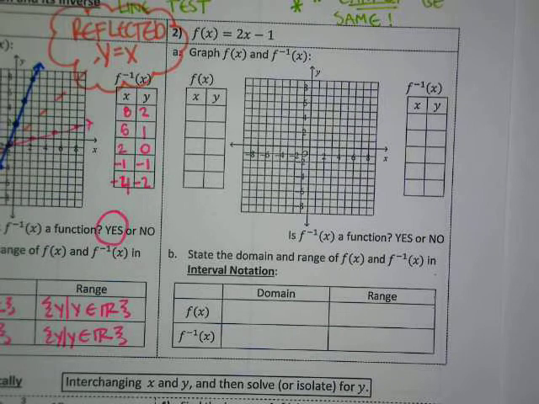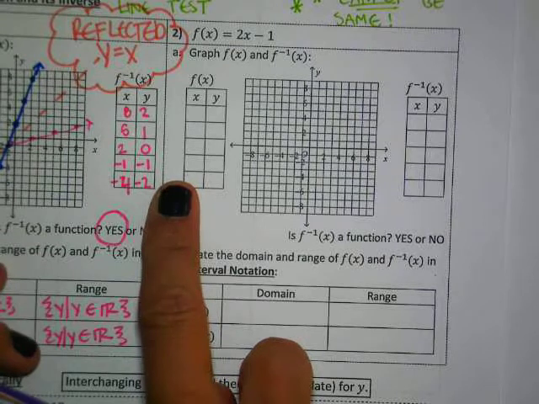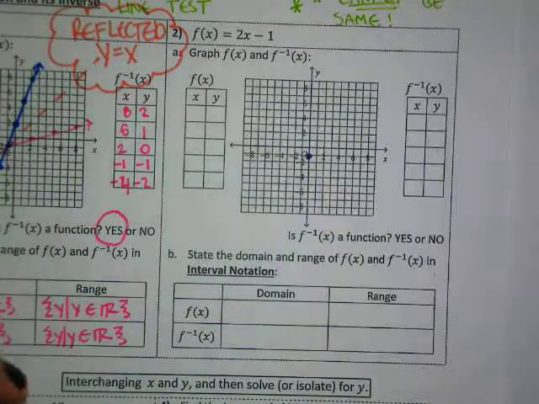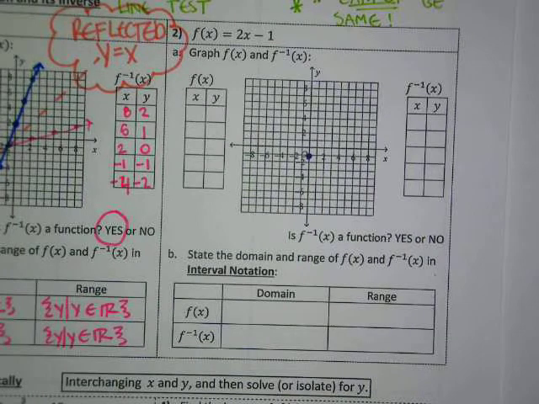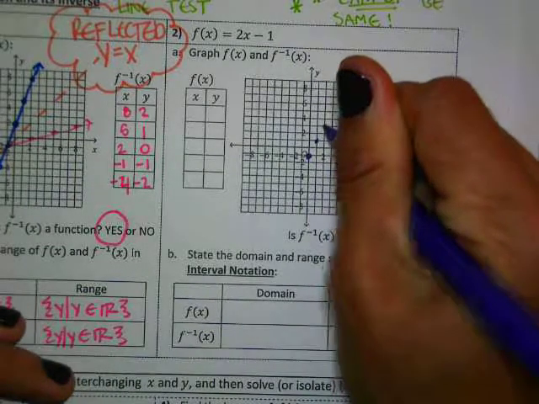24. Jasmine, what is my y-intercept? -1. Very good. So I'm going to start here, my point at -1. 25. Haley, what is my slope? 2 over 1. So I'm going to go up 2 over 1, up 2 over 1.